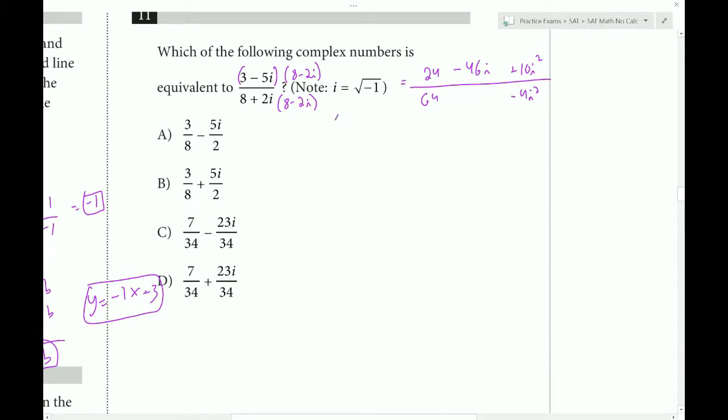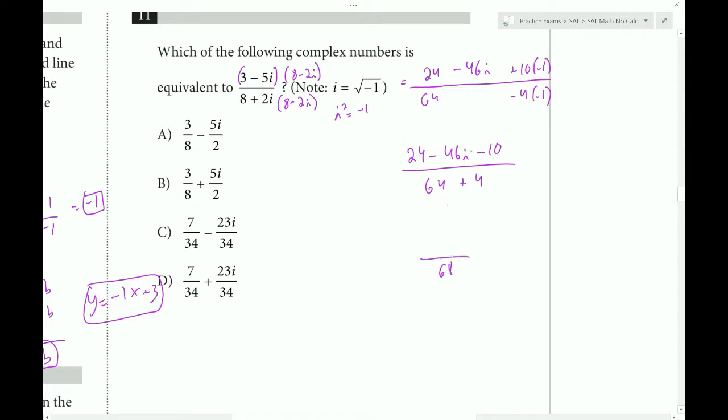Now we have to realize that i squared is equal to minus 1, right? All you have to do is square both sides of this equation. So then you can actually substitute in -1 in these two spots, okay? So let's do that now. So we'll substitute in -1 wherever we see i squared. Okay. And so now we'll have 24 minus 46i, and then 10 times -1 is -10. And here we'll have -4 times -1, which is +4. So that would equal 68 on the bottom.